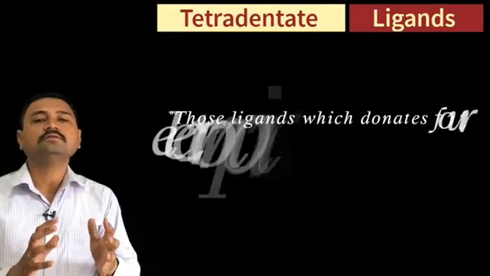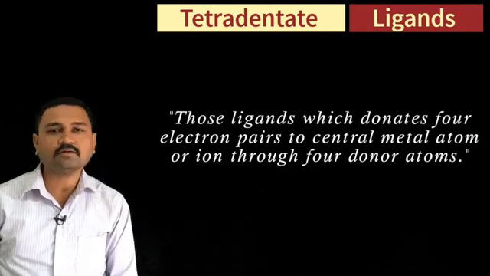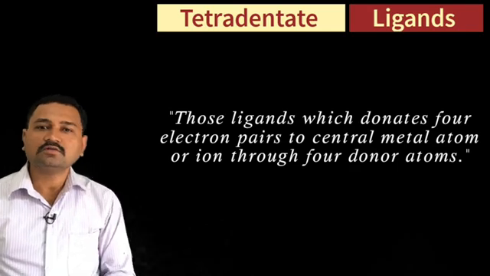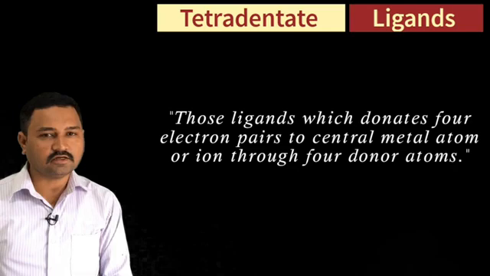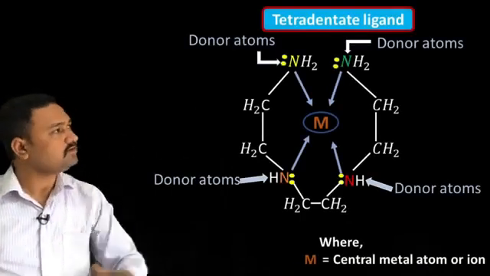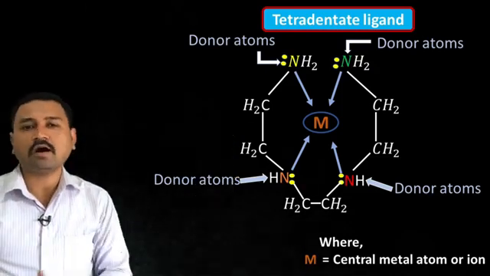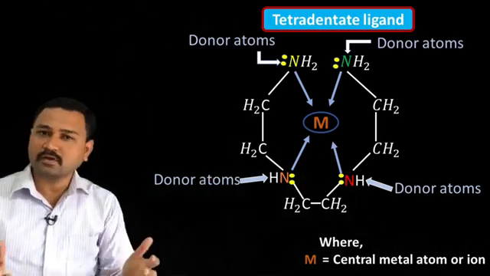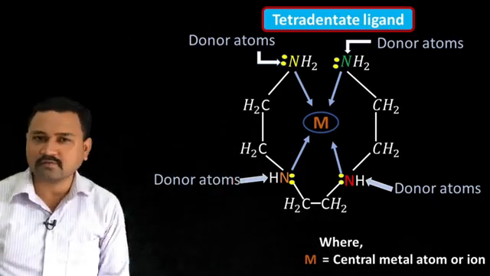Now the next class of polydentate ligand is the tetradentate ligand. We know that these are ligands which donate four lone pairs of electrons to the central metal atom or ion through four donor atoms. The example is triethylene tetramine. Here again I have shown the structure. You can easily observe that there are four amine groups which donate lone pairs of electrons to the central metal atom or ion, which I have represented simply by M.